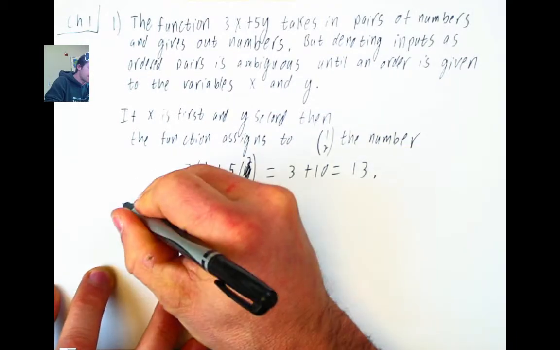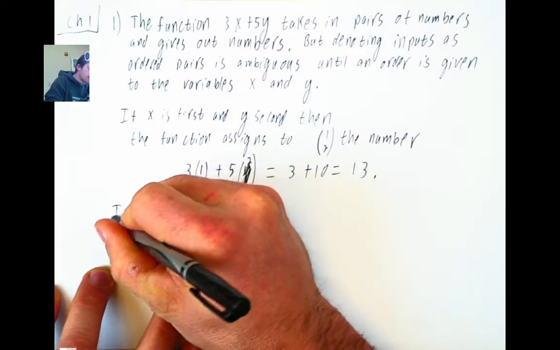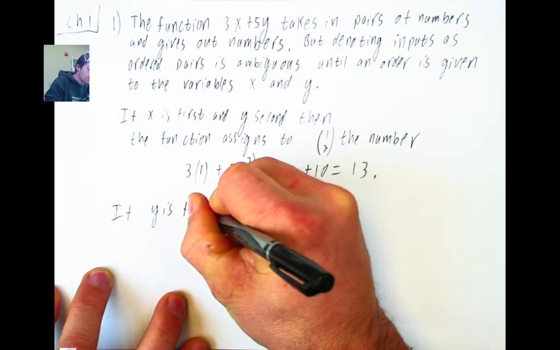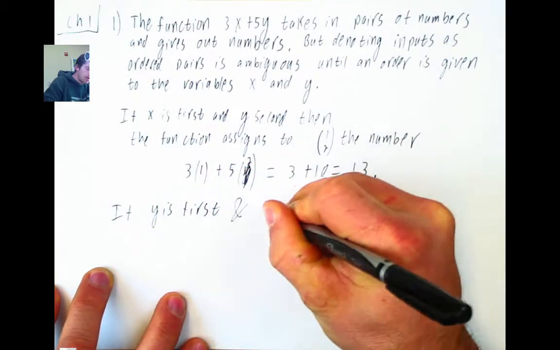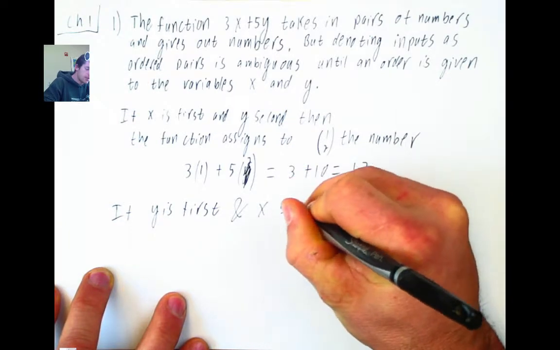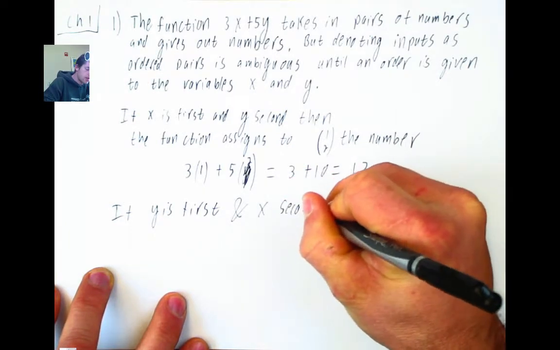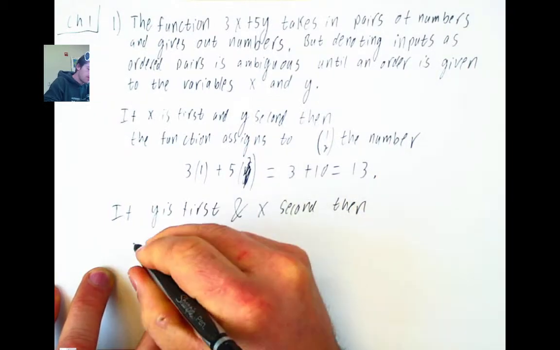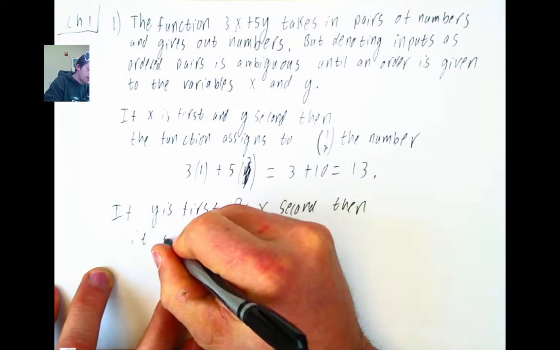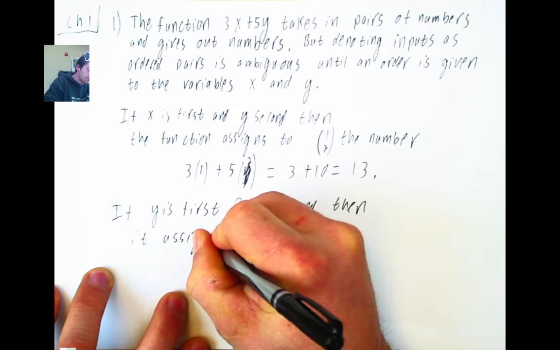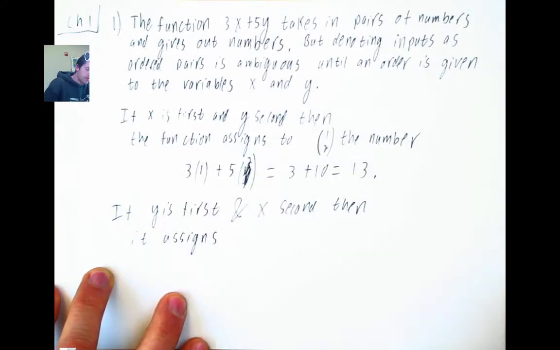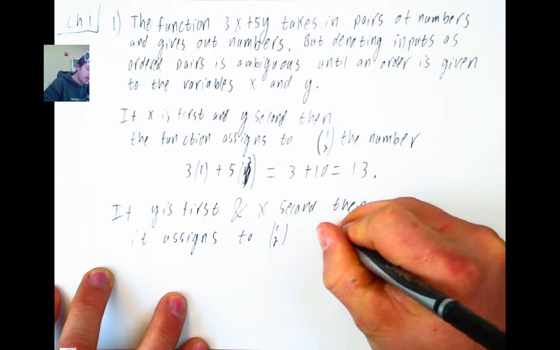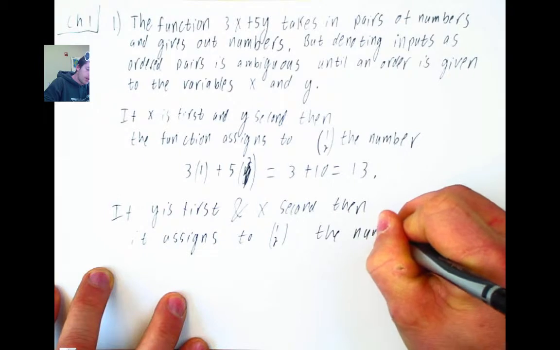Okay, now on the other hand, if y is first and x second, then it assigns, I'm using it as shorthand for the function, to the ordered pair 1, 2, the number.